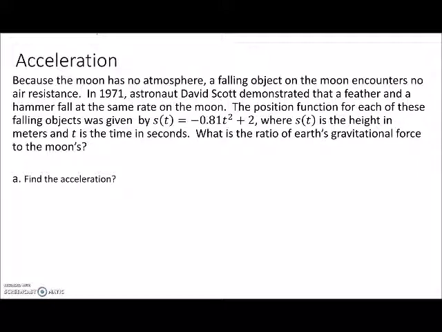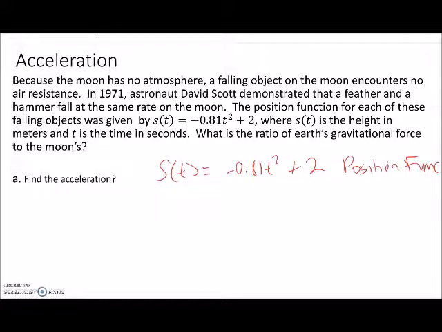Well, in order to find the acceleration, the first thing we need to do is take the derivative. So let's start off by saying what we know. s of t equals negative 0.81t squared plus 2. Excuse me, sorry, that should be a t squared. So this is the position function. That's what we know it as, the position function.